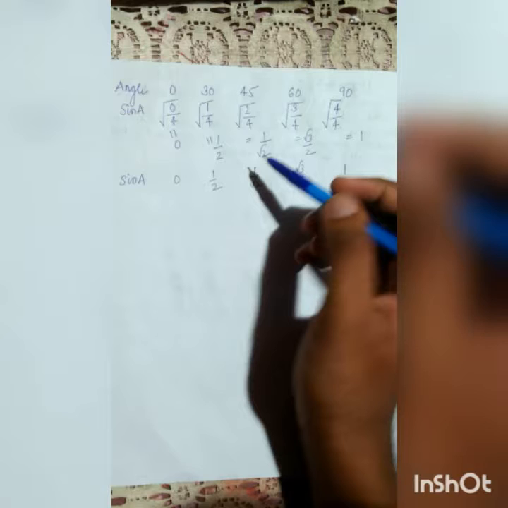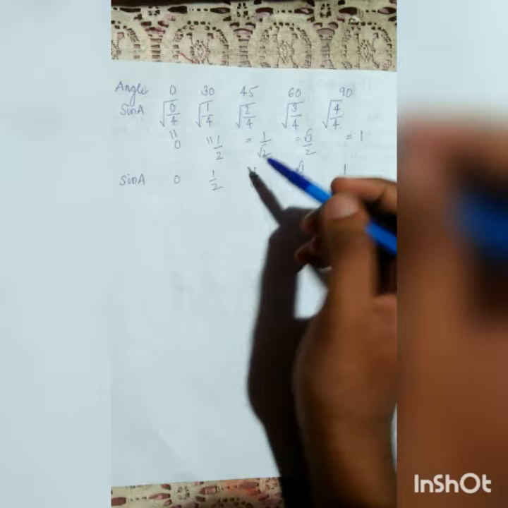Now for the other ones, we just need to take the reciprocal of these values. Now for cosec A, we can take the reciprocal of sin A. The reciprocal of 0 will be 1 by 0, which is infinity. Then 1 by 1 by 2 will be 2. Then 1 by 1 by root 2 will be root 2. Root 3 by 2 will be 2 by root 3. And 1 will be 1.